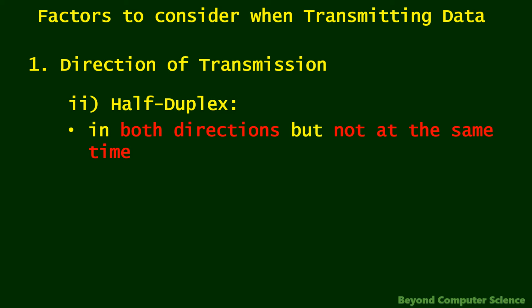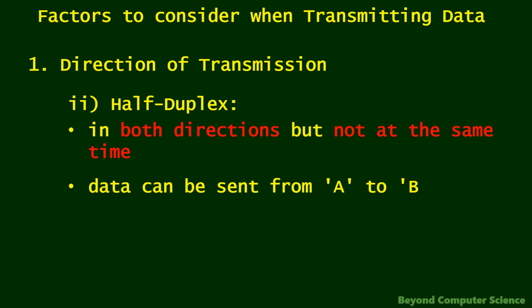But not at the same time. When the sender is in sending mode, it will only send data. When the receiver is in receiving mode, it will only receive data. When the receiver gets in sending mode, it can send data, and when the sender gets in receiving mode, it can receive data. So we say in both directions, but not at the same time.